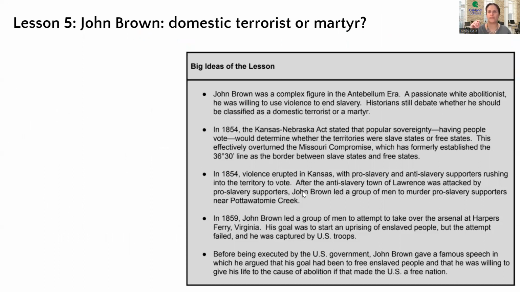And this is one of those lessons where the students are learning about a couple of events out of chronological order, because we want to make sure they have a chance to look at Brown's actions, not only in Kansas, but then to flash forward and look at the attack on Harper's Ferry, which of course occurred much later.